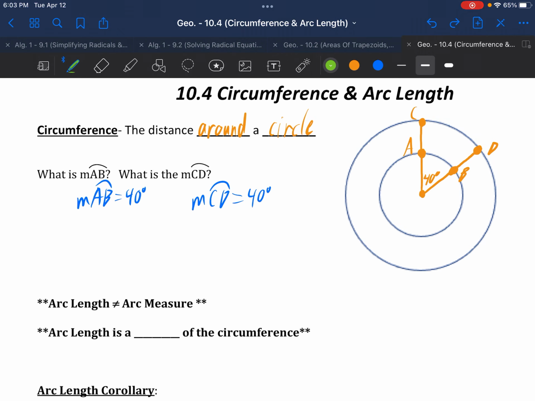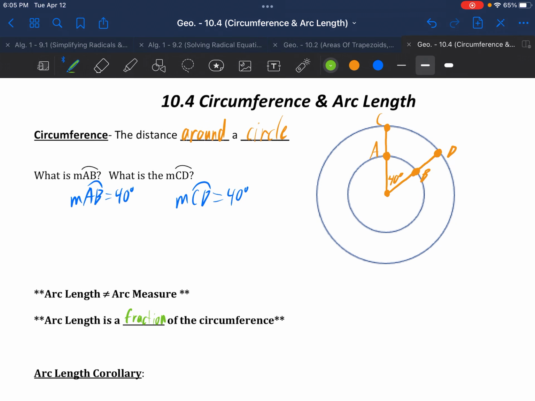So here we have an important distinction, where arc length is not the same as arc measure. So the length of it is not the same as how much of the circle it takes up. So arc length is a fraction of the circumference. We want to say how much of the distance around the circle does this arc take up. So the circumference of a circle is 2 pi r, 2 times pi times r. Or you might also see it as pi times diameter, since the diameter is 2 times the radius anyway.